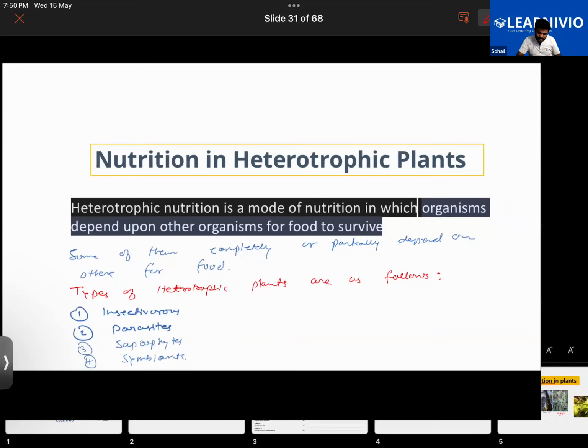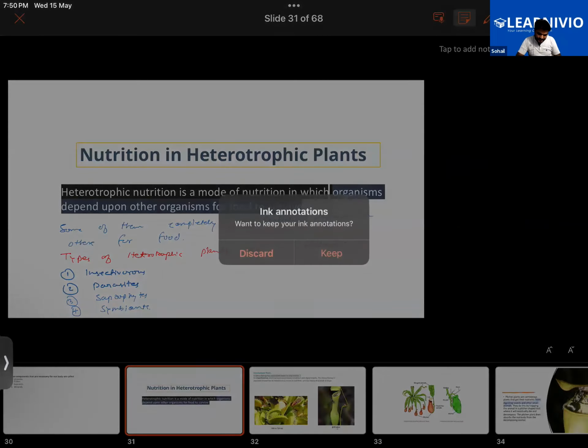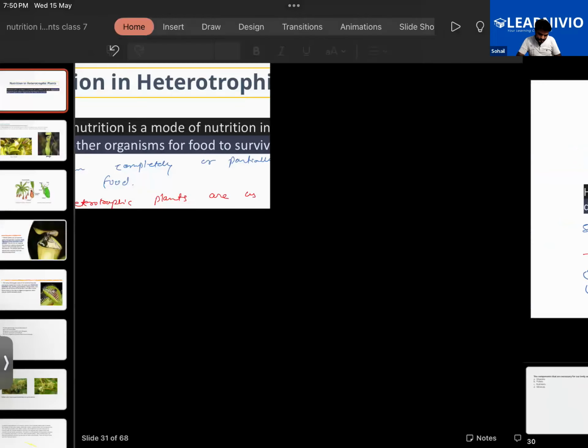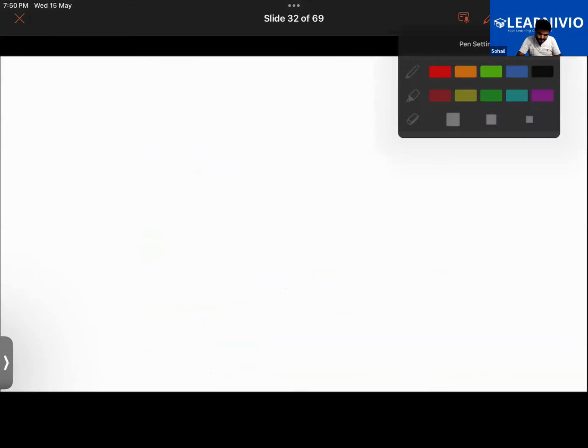Let me add one more slide. I will need one extra slide over here. What I am saying is that heterotrophic plants may have the following different characteristics.